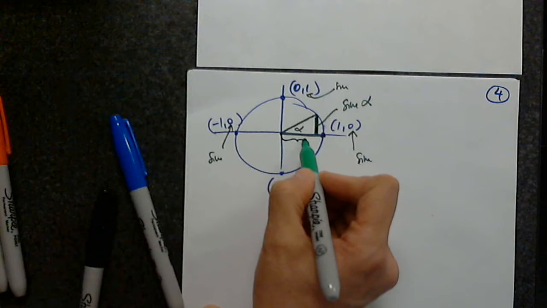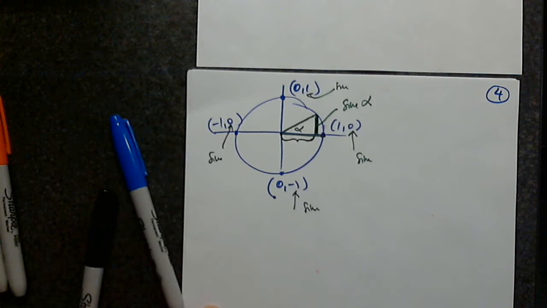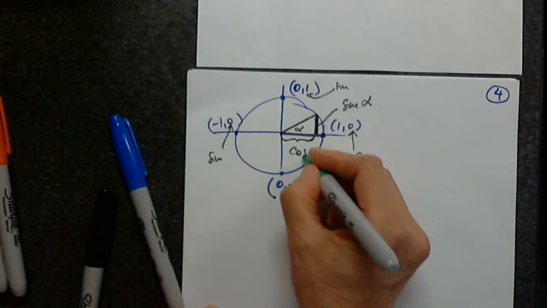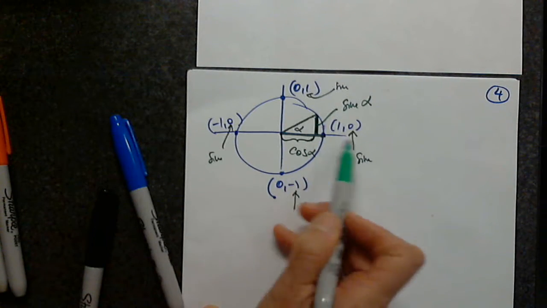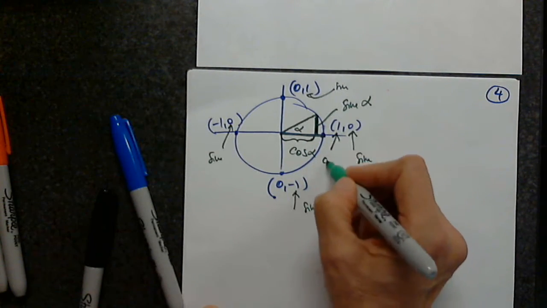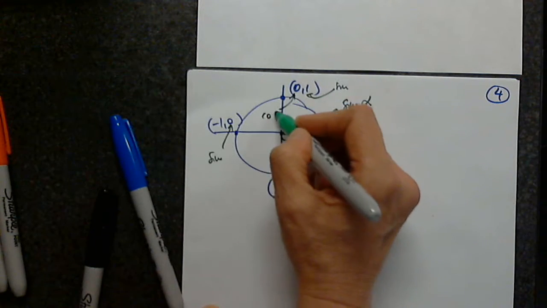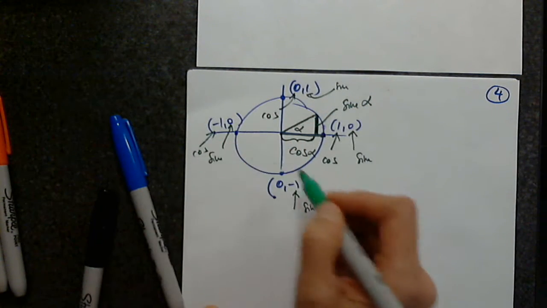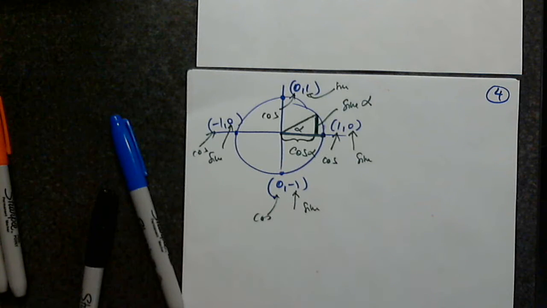This piece is cosine alpha. But since it's on the x-axis, this will be cosine, this will be cosine, this will be cosine, and this will be cosine. So for any point on the unit circle, the first coordinate is always cosine. The second coordinate is always sine.